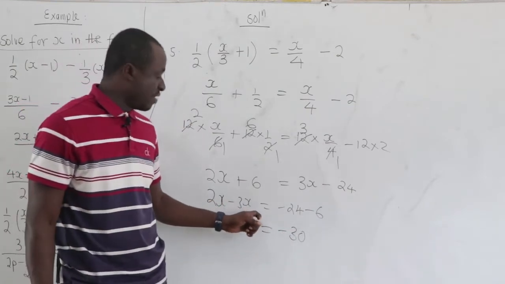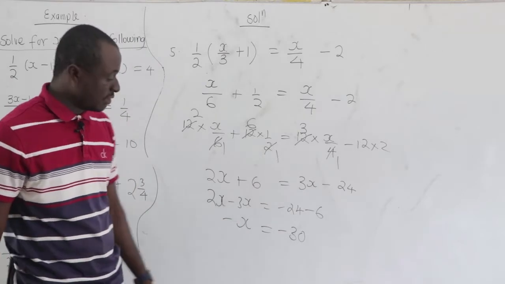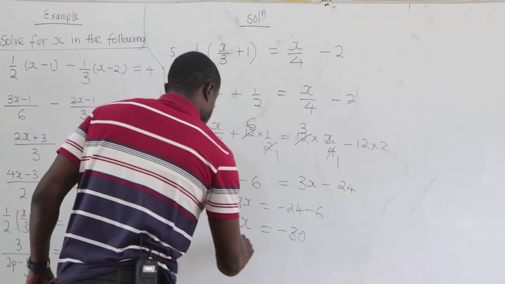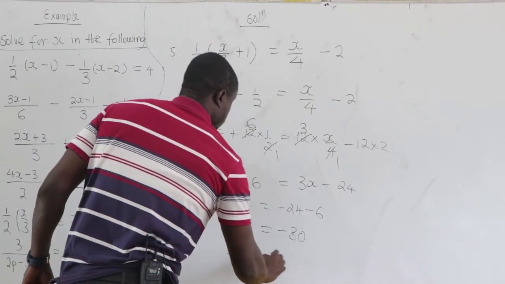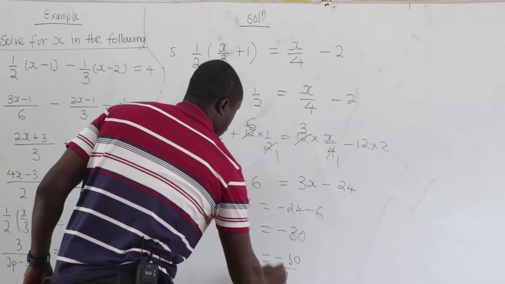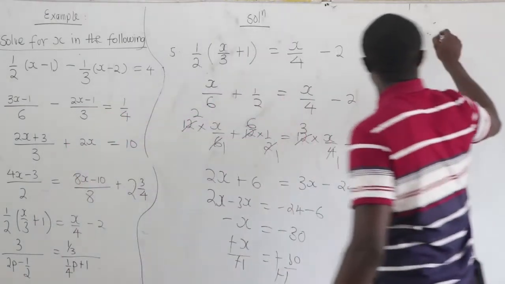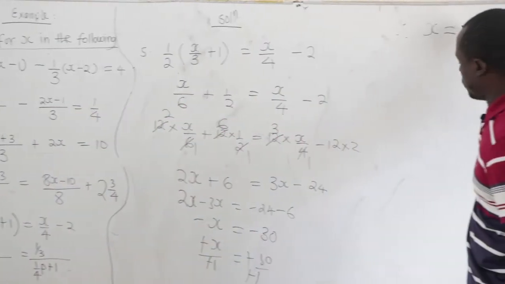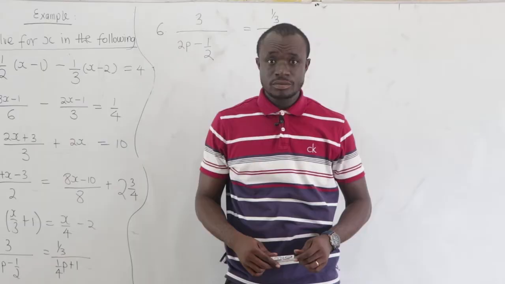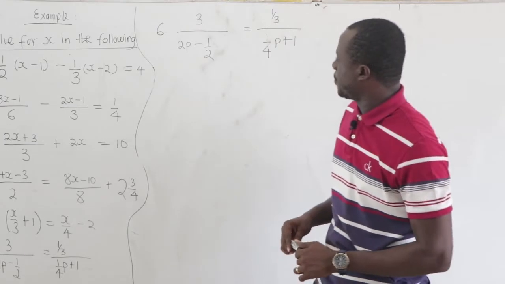Because we are taking a bigger value from a smaller value, that will give us negative. Now, I want to find x. What is multiplying the x? That's negative x. So we divide both sides by negative 1. Therefore, we have our x to be equal to 30. And this is very, very trivial. Now, let's see the sixth question.